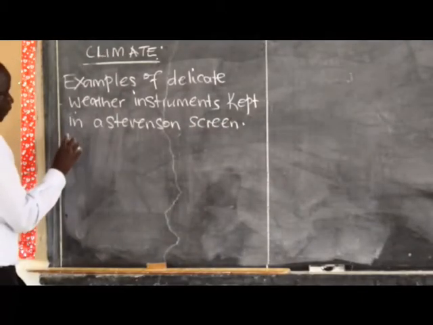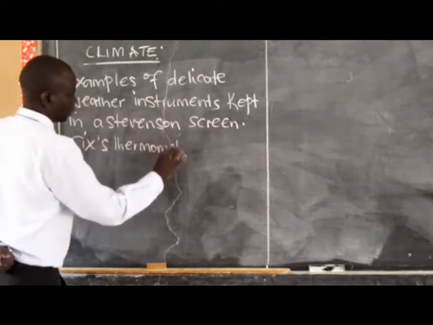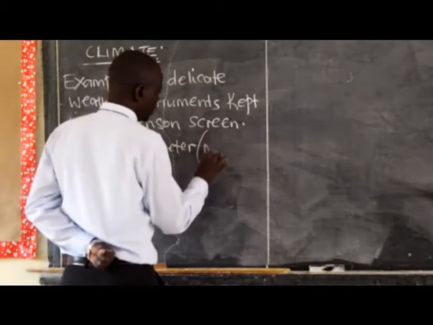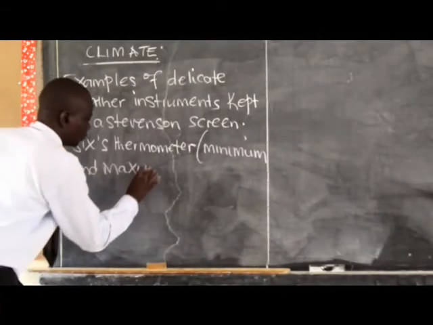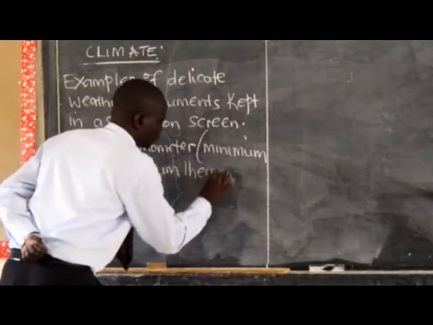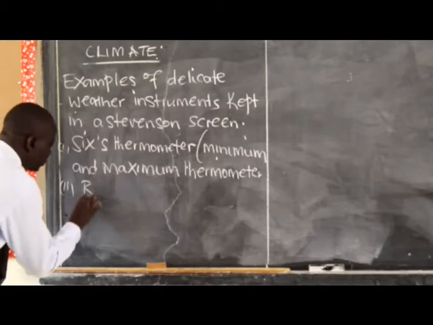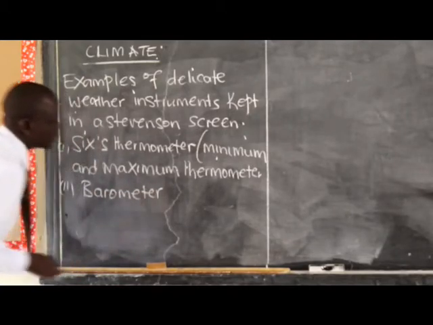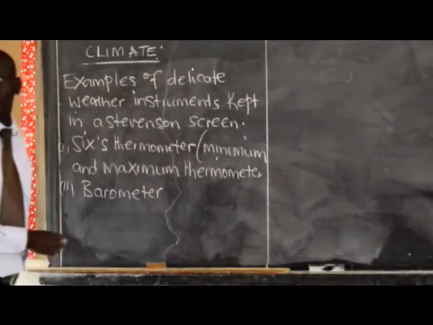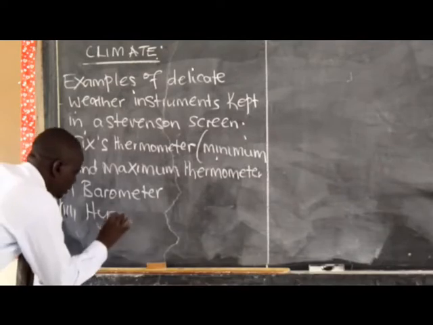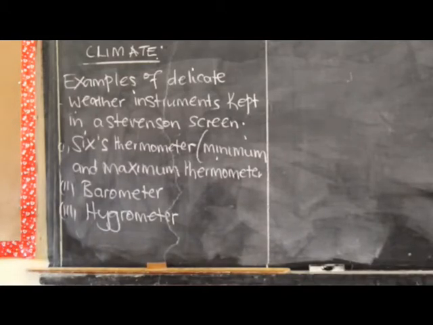Here we have one, the minimum, or six thermometer, which is the same as the minimum and maximum thermometer. Two, we have a barometer, which is used to measure the atmospheric pressure. Three, we have the hygrometer. These are the delicate weather instruments that are kept in a Stevenson screen.